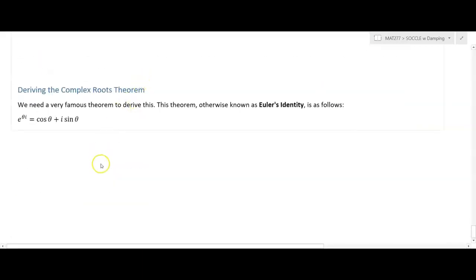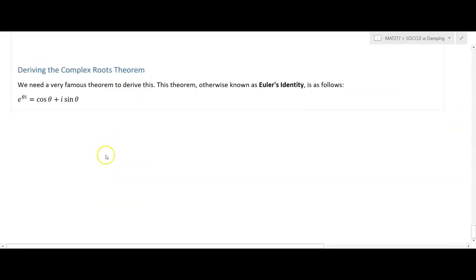All right, so we're finally ready to derive this complex roots theorem. In order to derive y, the solution y equals k1 e to the at sine bt plus k2 e to the at cosine bt has to do with the superposition theorem as well as the linearity principle. In order to use this, we have to use Euler's identity, which says that e raised to the theta i is equal to cosine of theta plus i sine theta.